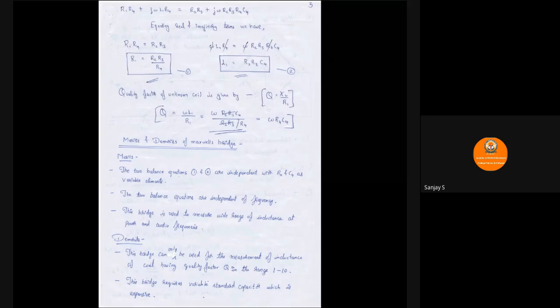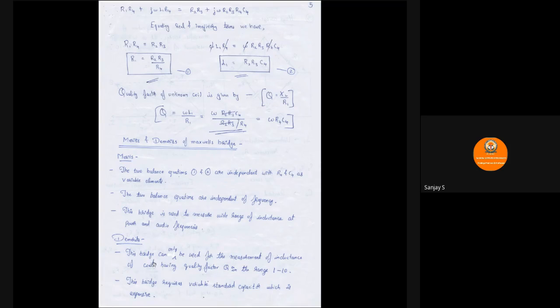That is one advantage. The second advantage is that the two balance equations are independent of frequency. There is no frequency element in both the terms. We don't have omega, it has got cancelled out. So omega, that is 2 pi f, is not present in either of them, so it will be very easy to handle the bridge. Then the third advantage is that the bridge is used to measure a wide range of inductance at power as well as audio frequencies. So with a wide range of frequency, this bridge can be used.